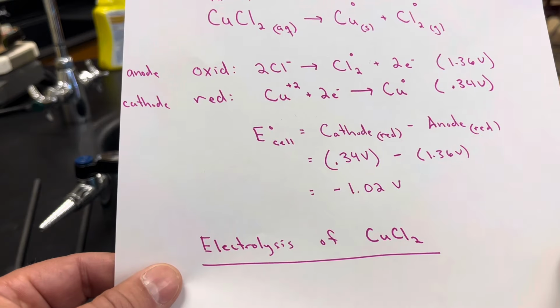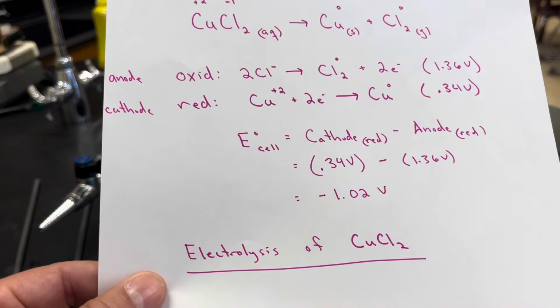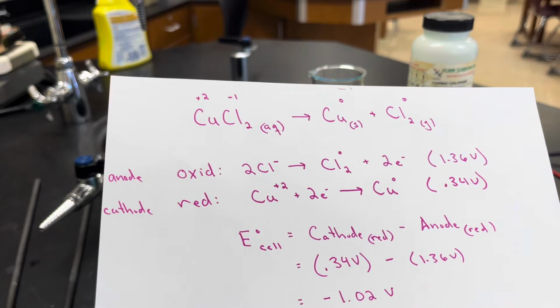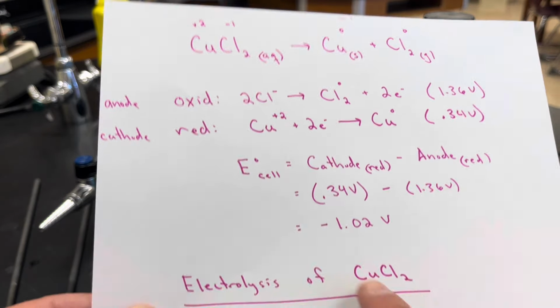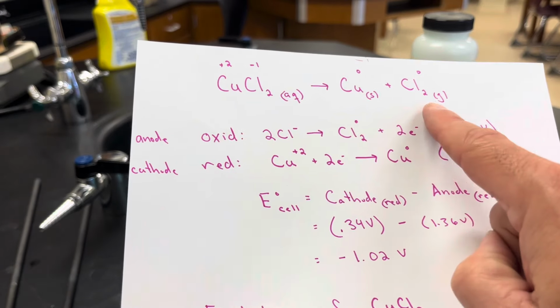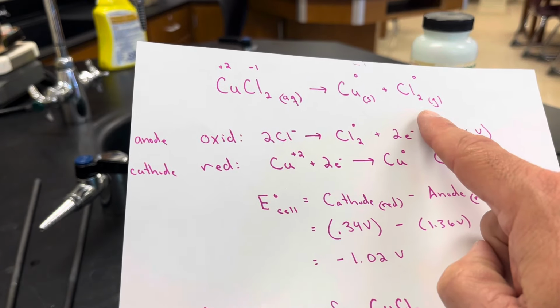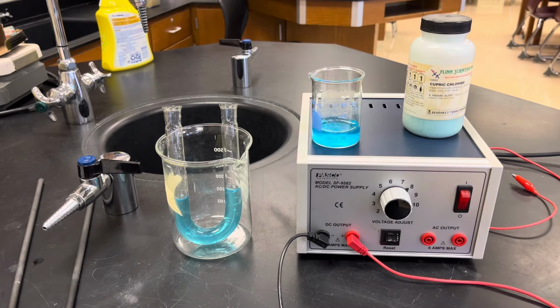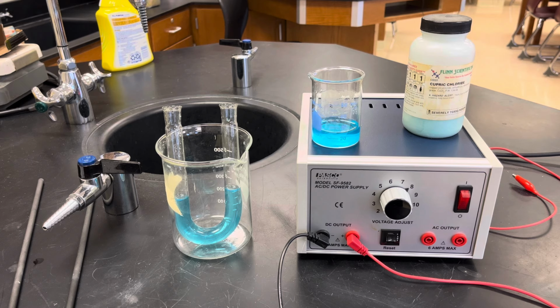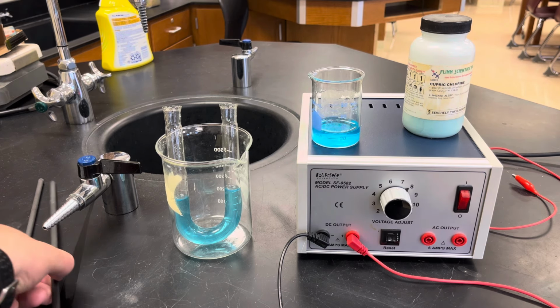However, we can do some electrolysis and we can actually push the electrons to make this reaction take place. So once again, because the E cell is negative, the reaction does not like to go in this direction on its own. So what we're going to have to do is use a power source to push the electrons in that direction to force the chemical reaction to take place.